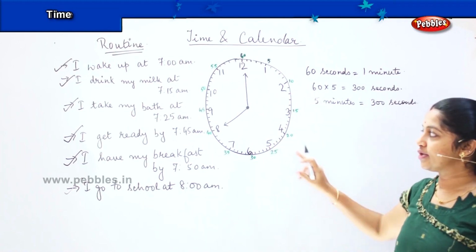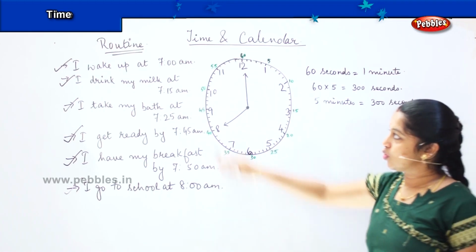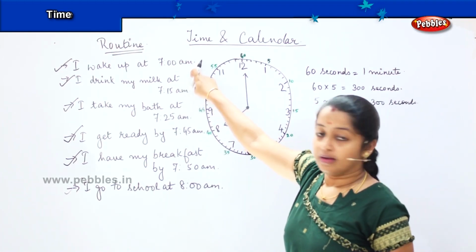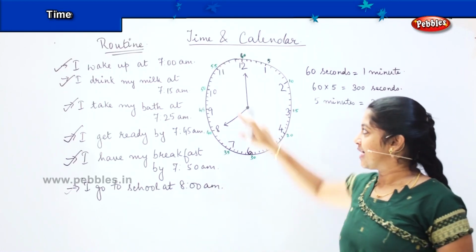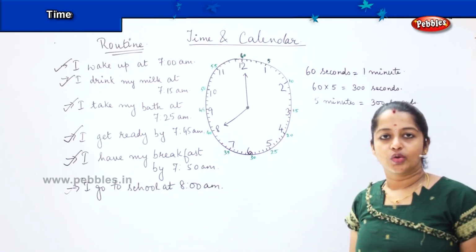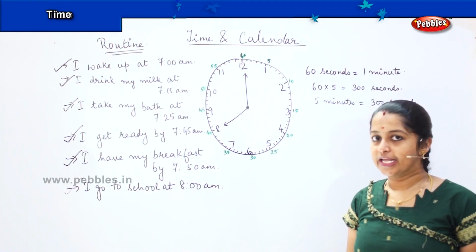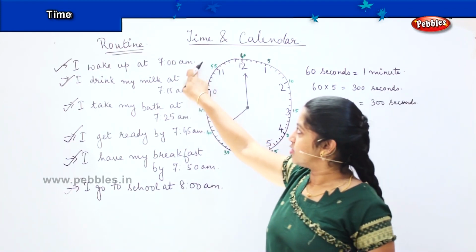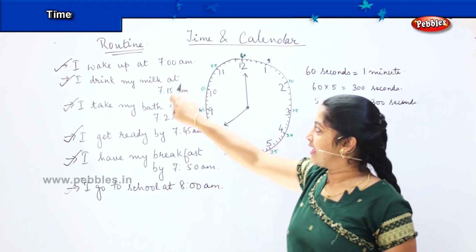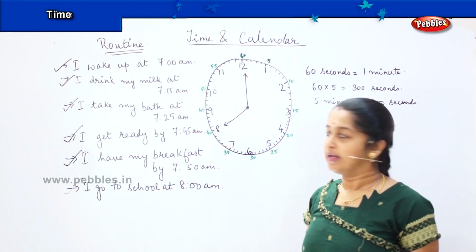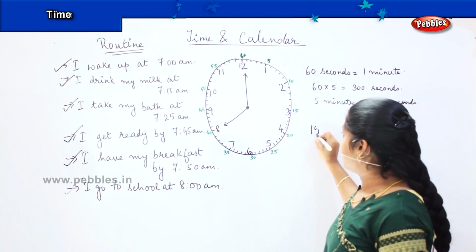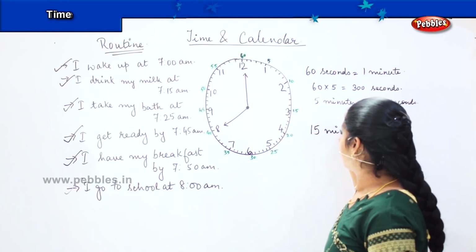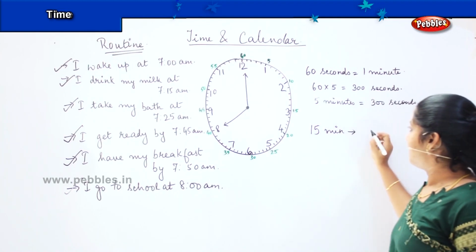Is it clear, children? Did you understand how the clock works, and how long you take to complete each work? So when you get up from 7 and from there when you go to school at 8 o'clock, what is the schedule in which you work and how long you take for each activity? Is it clear for you? So how long do you take from waking up to having your milk? It's 5, 10, 15. So you take 15 minutes to have your milk.